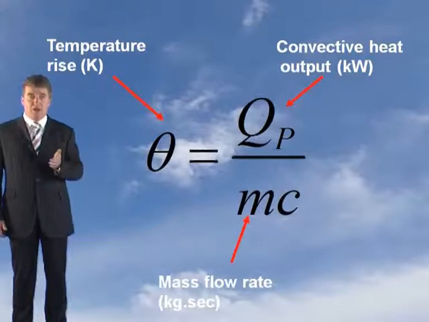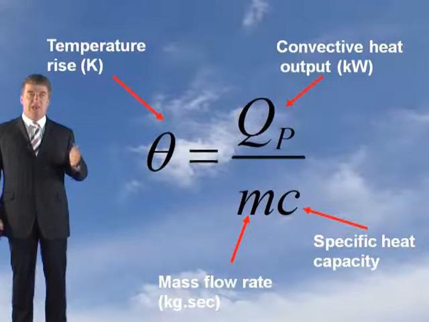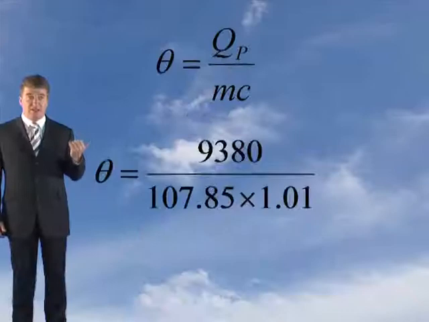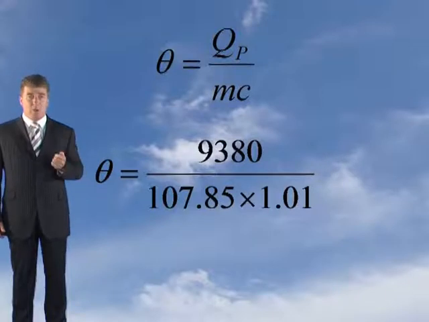M is your mass flow rate, and C is your specific heat capacity of the smoke. You put the known variables in the formula, and you get this: theta equals 9380 divided by 107.85 times 1.01, which is the specific heat capacity of the smoke. That gives you a theta value of 86K. So in other words, that smoke will be 86 degrees above the ambient. That's how much energy that smoke's got.